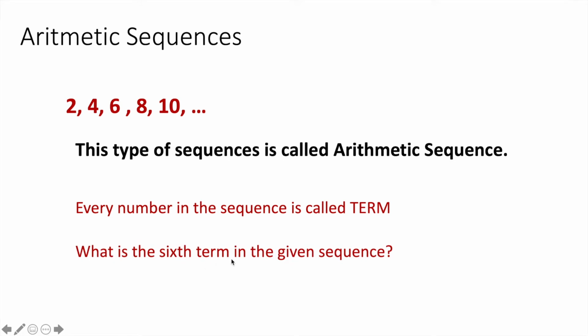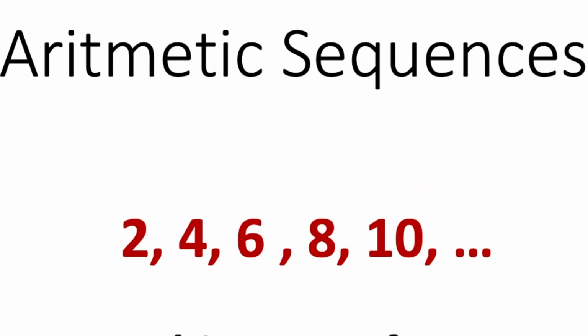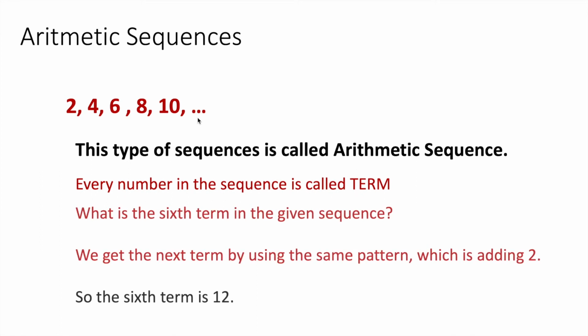What is the sixth term in the given sequence? So, to get the sixth term, we need to add 2, okay, because we need to add 2 to get the third term. We carry on with the same pattern. So each time we add 2. As you can see, 8 to 10 is 2. First, second, third, fourth, fifth. The sixth term is 10 plus 2, which is 12. Okay, 12 is the sixth term.